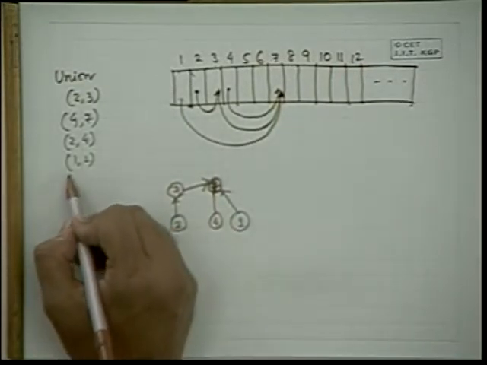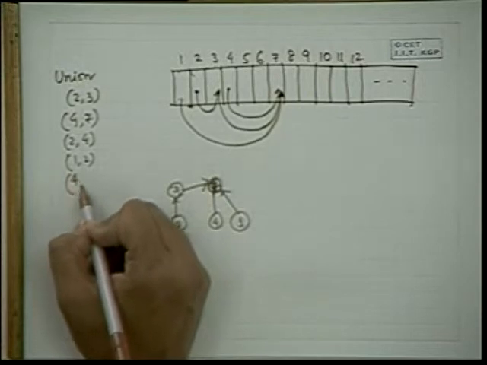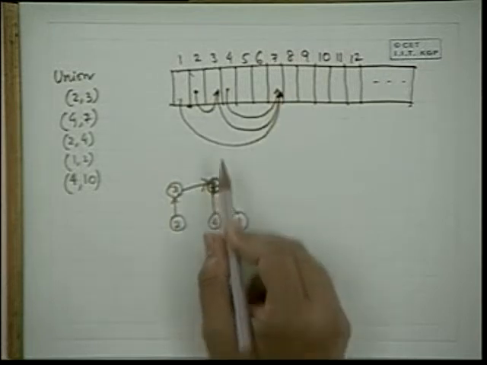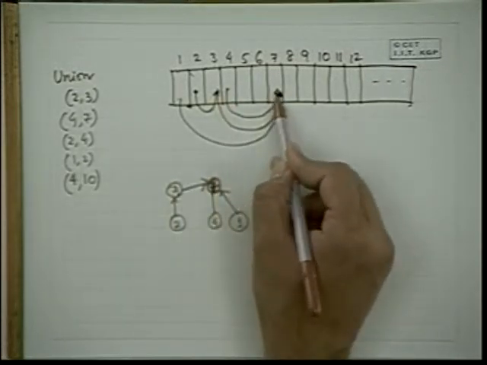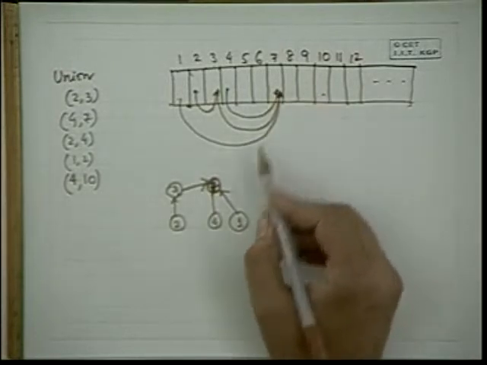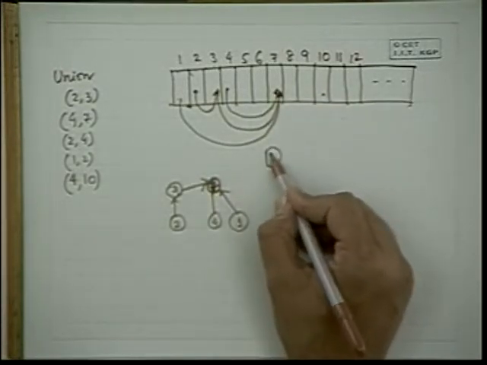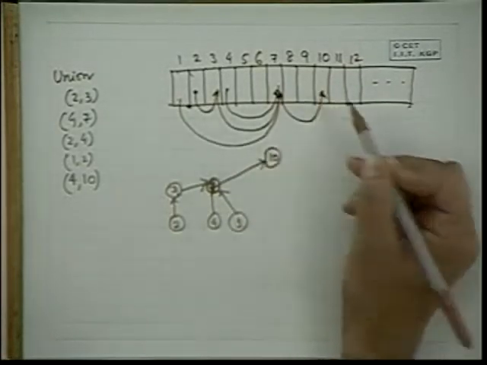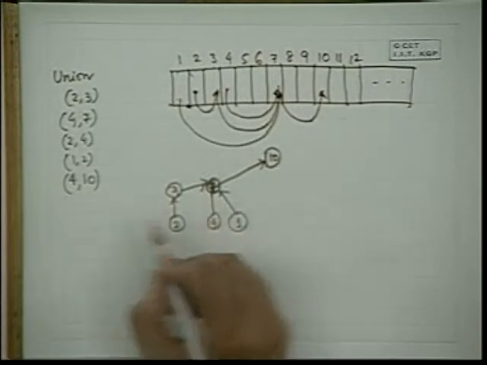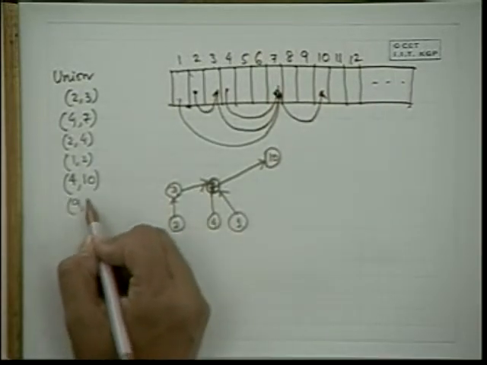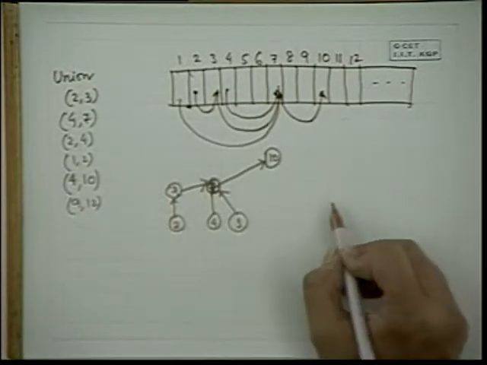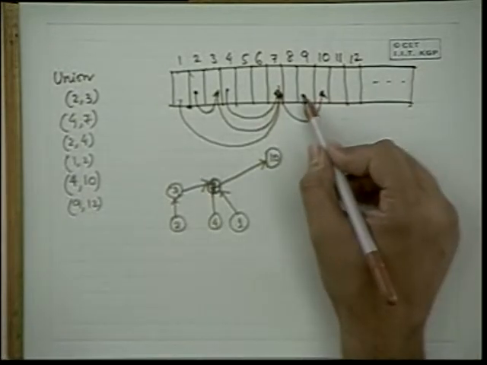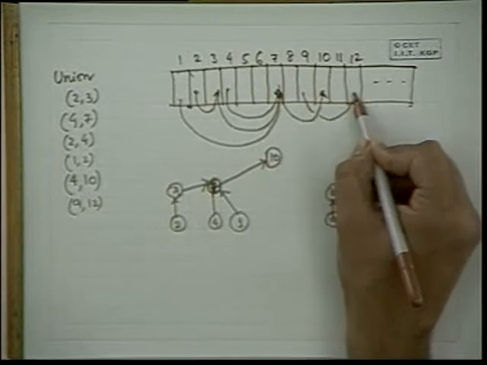Now suppose comes 4, 10. Now 4 we can find that its root is 7. So from 4 in the data structure we go to 7, and 10 is by itself. So we will make, suppose this is 10, 7 a child of 10. So now this 7 will point to 10. So 4, 10 is done, then 9, 12. 9, 12 again you will make 12 here a root. So 9 will point to 12.